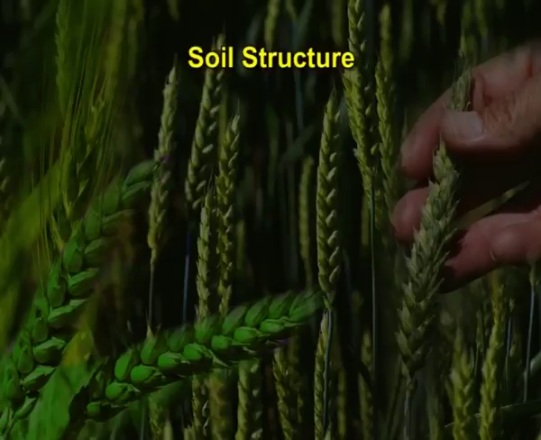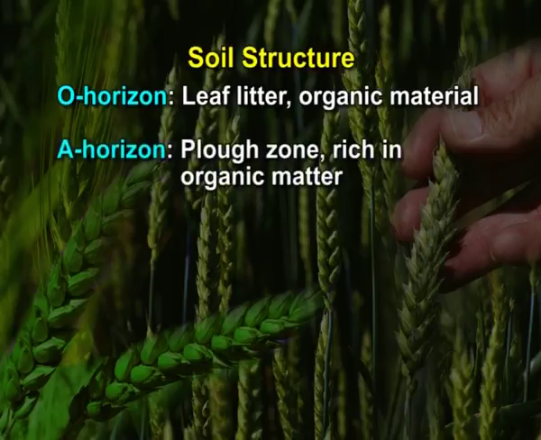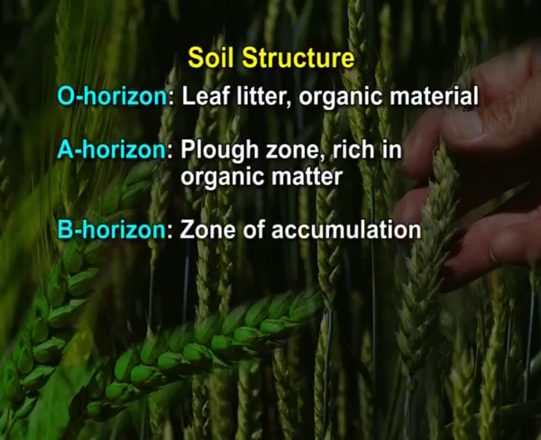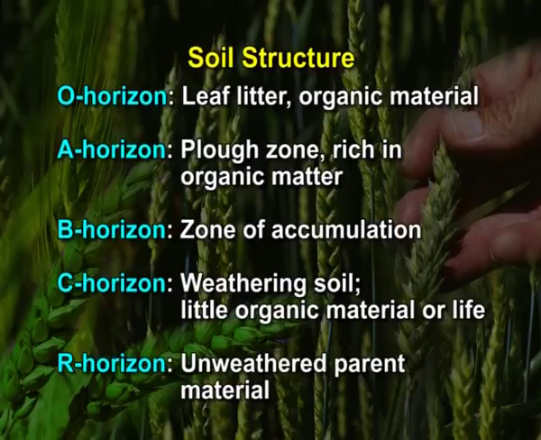Now, soil structure, horizons. O horizon: leaf litter, organic material. A horizon: plow zone, rich in organic matter. B horizon: zone of accumulation. C horizon: weathering soil, little organic material or life. R horizon: unweathered parent material.